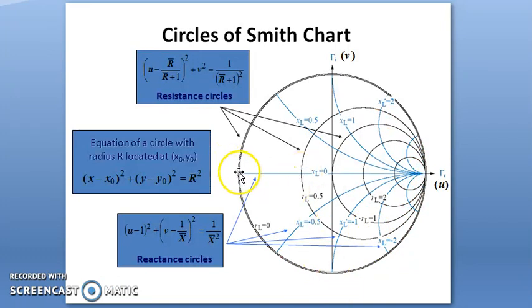The resistance value R equal to 0 is at the left end of the Smith chart and R equal to infinity at the right end of the Smith chart. Similarly, the reactance value X is 0 at the left side of the Smith chart, and the X values vary from minus infinity to plus infinity. That is, the upper hemisphere is called the positive reactance circles or inductive reactance circles. The lower hemisphere is called the negative reactance circles or capacitive reactance circles.